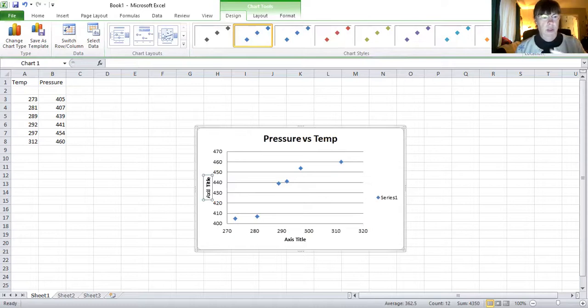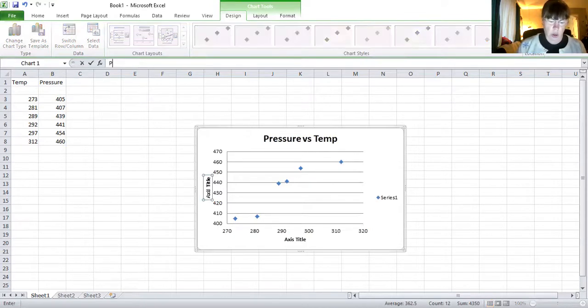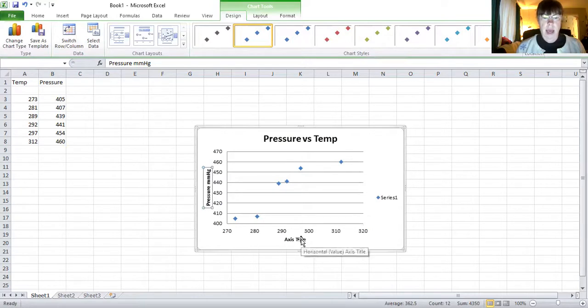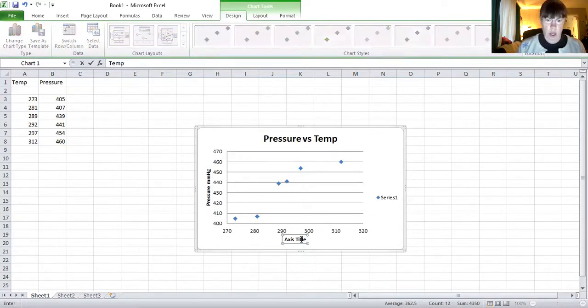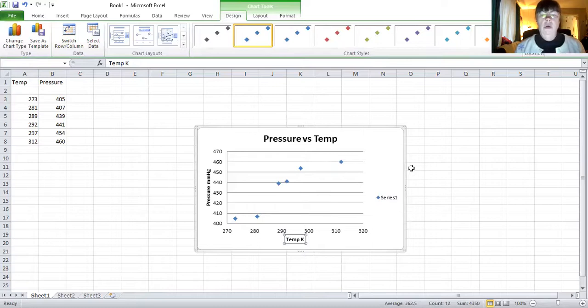Okay. My axis title. So look at these numbers. These are all the ones that are the pressure. So this is my pressure. Specifically, it is in millimeters mercury. Okay. Then I've got an axis title down here. So I've got temperature, and this is in Kelvin. Okay. Note, there's no line on the graph.